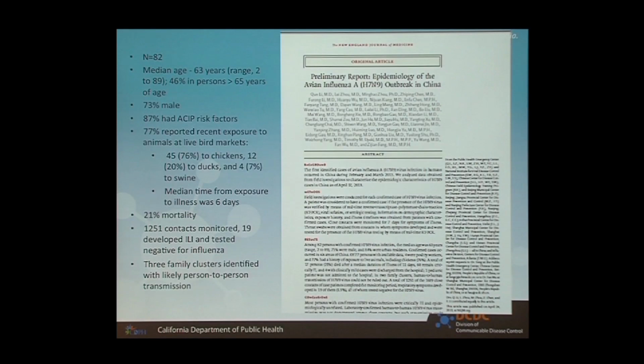This is just a profile of the cases of H7N9. Again, majority male, majority older. Many of them report exposure to live bird markets, chickens, ducks, not as many swine. Their contacts have all been monitored, and there's been very little transmission to others who have been in contact with these cases. There have been 3 family clusters, so we identify all these to make sure that there is not sustained person-to-person transmission.